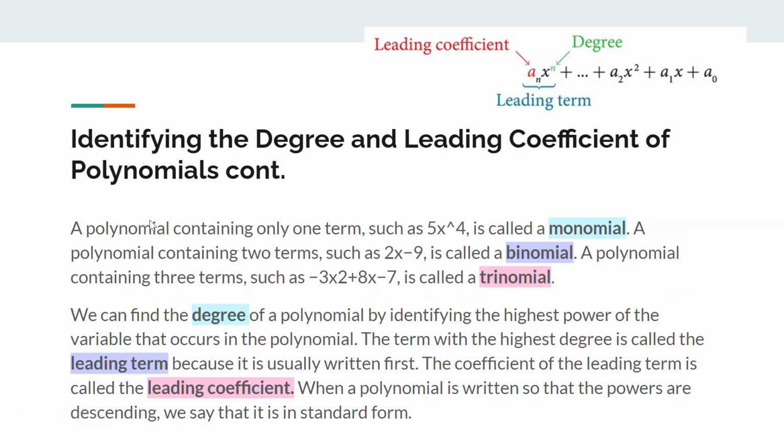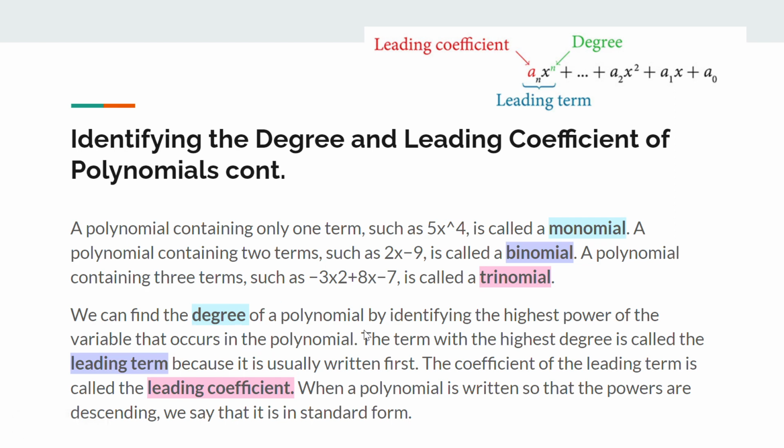A polynomial containing only one term, such as 5x to the fourth power, is called a monomial. A polynomial containing two terms, such as 2x minus 9, is called a binomial. And a polynomial containing three terms, such as negative 3x to the power of 2 plus 8x minus 7, is called a trinomial. We can find the degree of a polynomial by identifying the highest power of the variable that occurs in the polynomial.